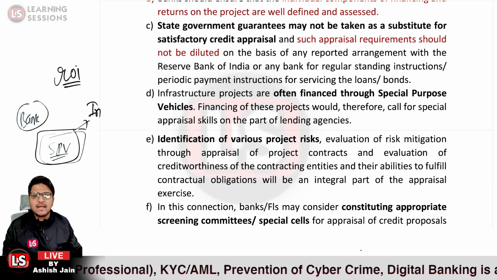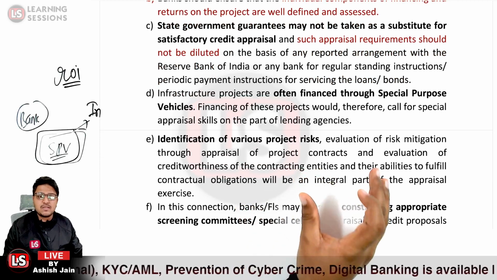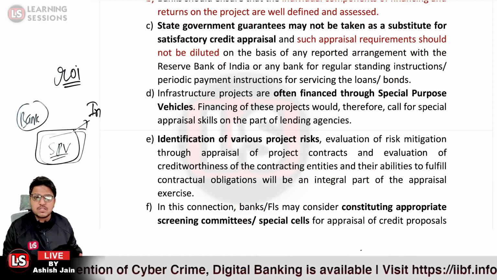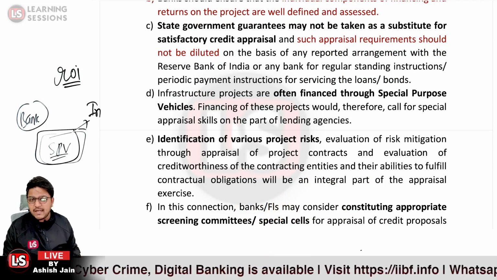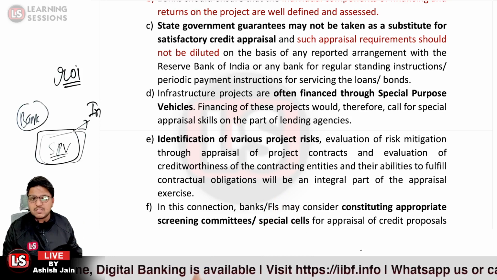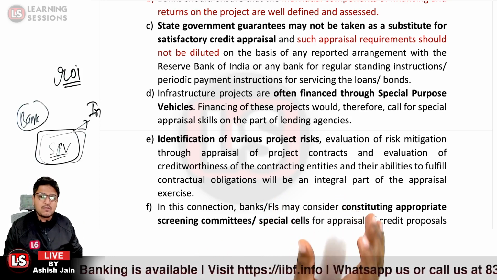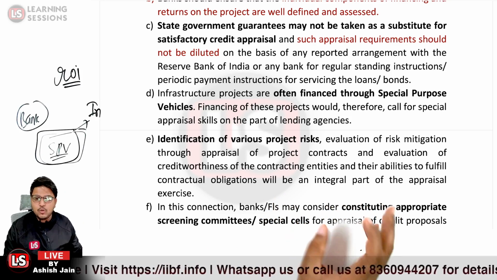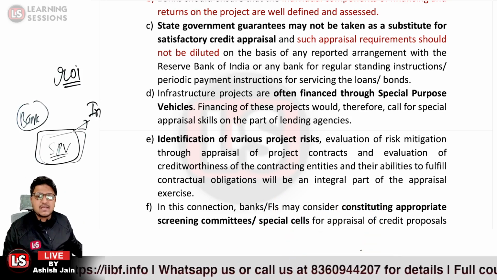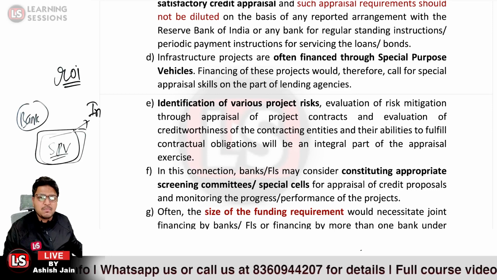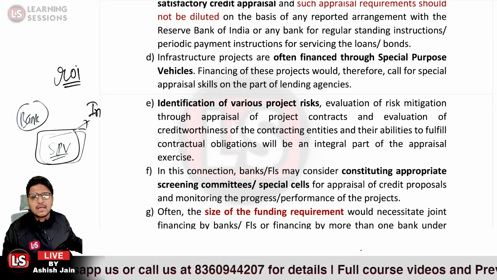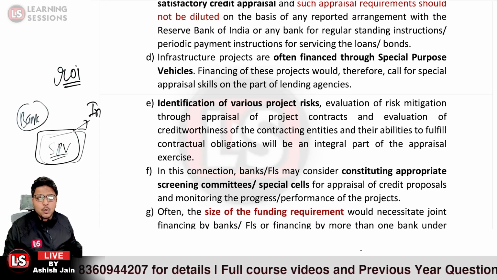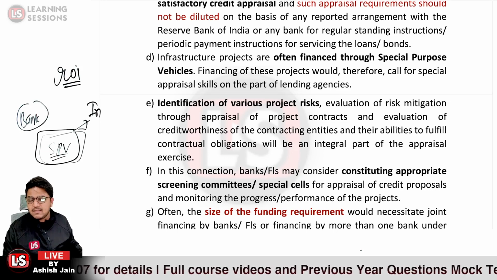And further, it is related to identification of the various project risks. So whatsoever the different project risks are associated with the project, those must be looked into, and as per that the premium or the interest must be charged to it. And for the evaluation of the risk mitigation through appraisal of the project contracts, it must also be looked into. Next point, it says, in this connection, banks or financial institutions may consider constituting appropriate screening committees. So the screening committee must be there who will be basically appraising the credit proposal.